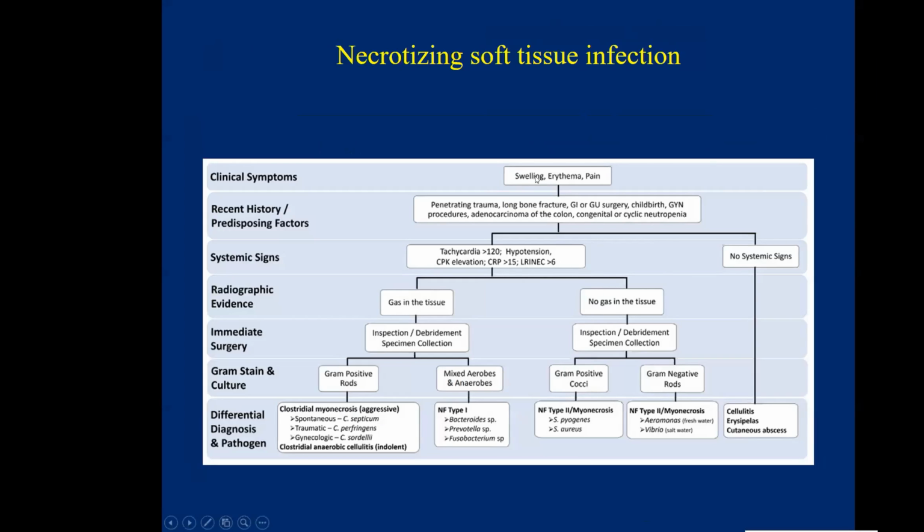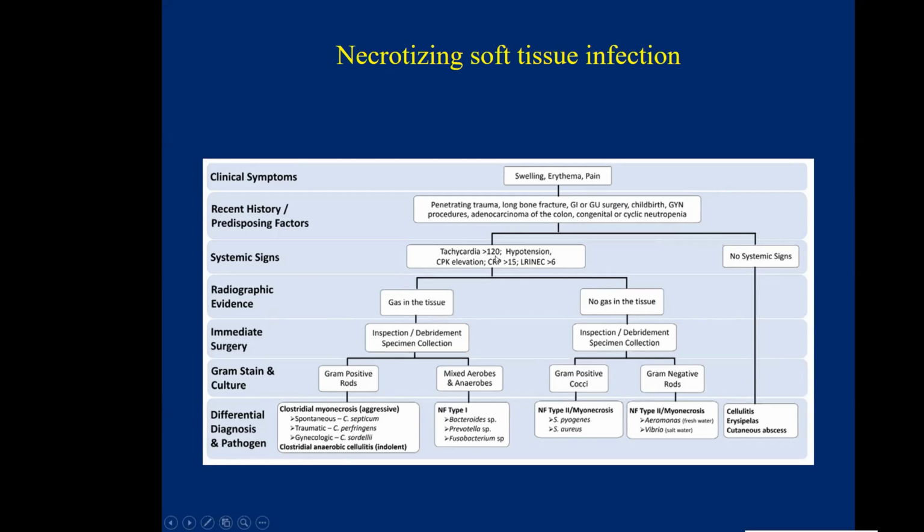So pretty much if you have swelling, erythema, and pain, if you have a history of trauma, bone fracture, GU and GI surgery is a risk factor, childbirth, GYN procedure, and if you have systemic signs, tachycardia, hypotension, high CPK, high CRP, LRINEC of more than 6, then you get your imaging, and then you are mostly speaking about necrotizing soft tissue infections. And there's multiple types that go beyond the topic of this talk.